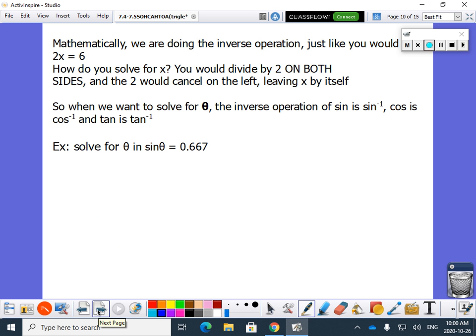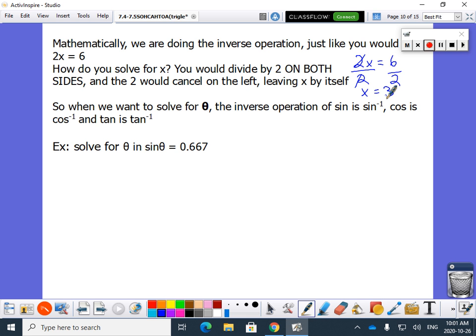Okay, so mathematically we're doing the inverse operation just like you would with 2x equals 6. I used this example earlier. How do you solve for x? You would divide by 2 on both sides. So let's just do that real quick. 2x equals 6. If I said I want x by itself, you guys would all tell me to divide by 2. If you do it to the left side, you have to do it to the right. So x would equal 3. The same thing is happening here, and this is what I just showed you on the last slide. If it says sine theta, well, we want to get theta on its own. So when we divide by sine, on the opposite side, it becomes the inverse operation.